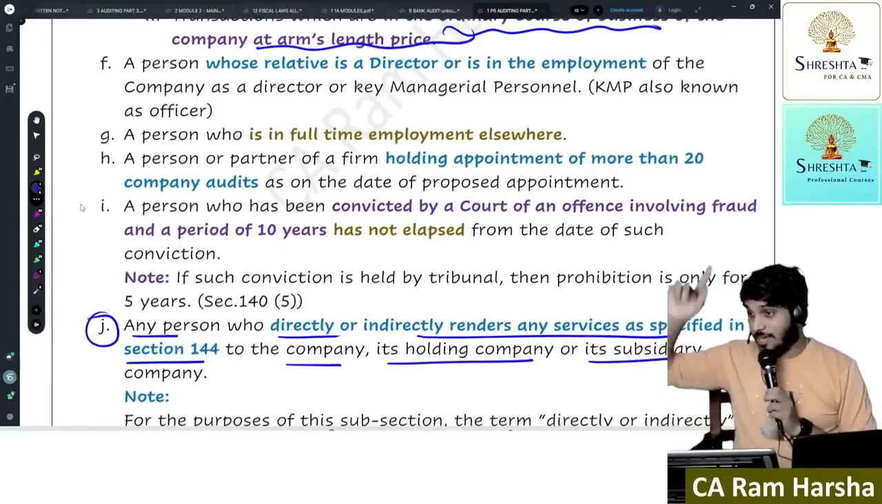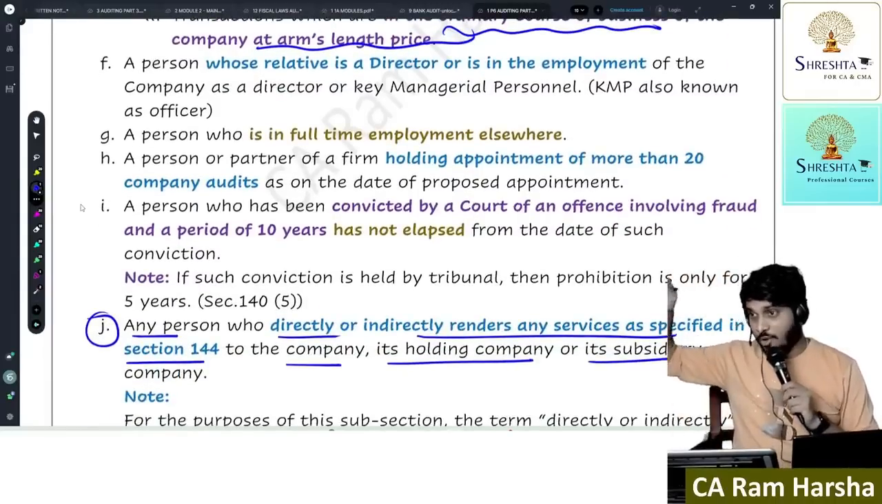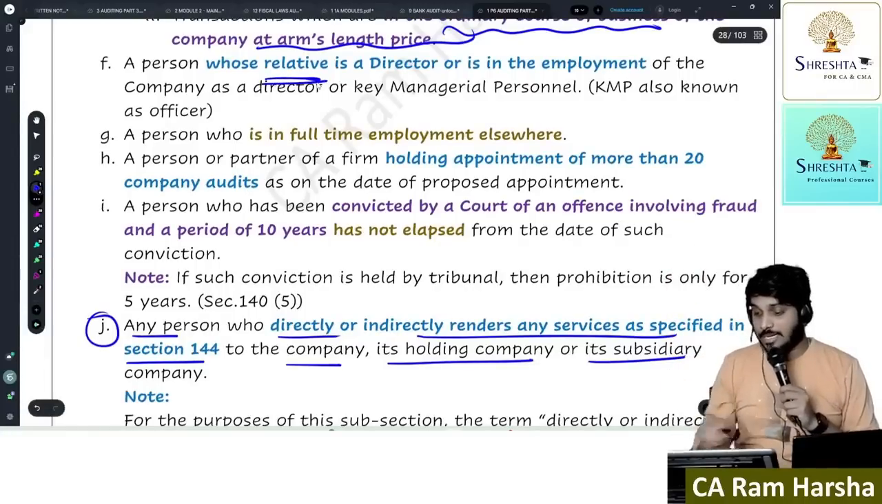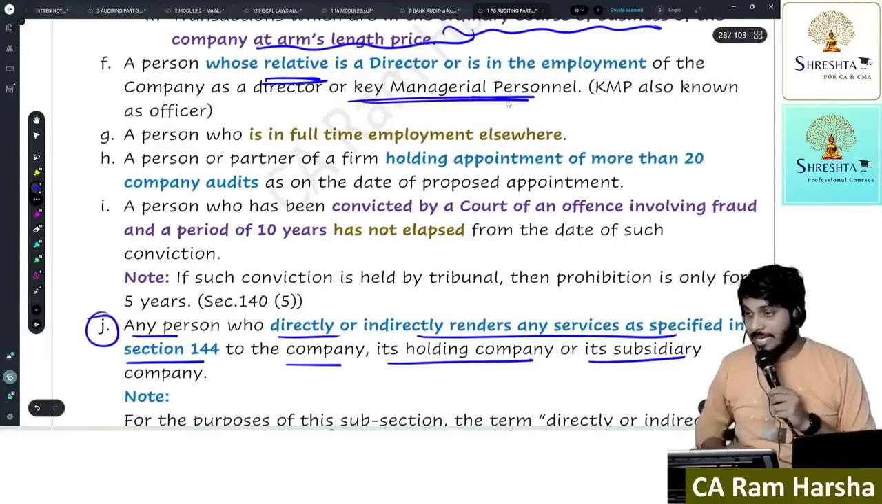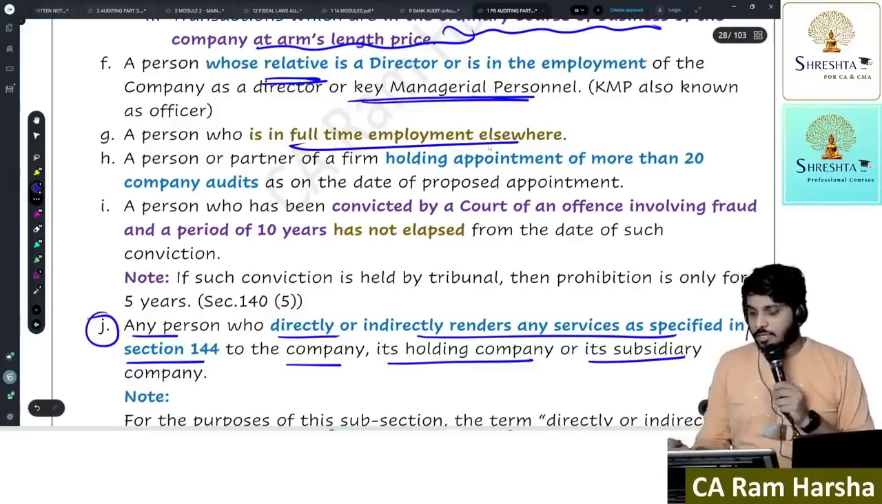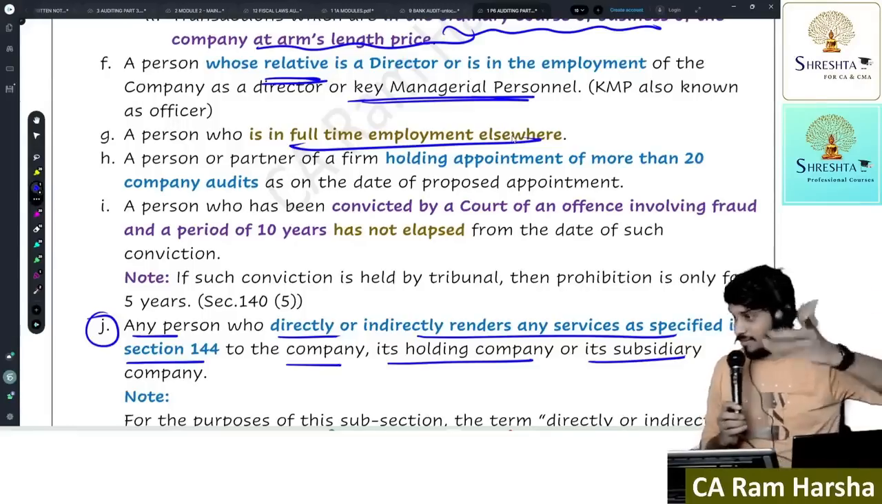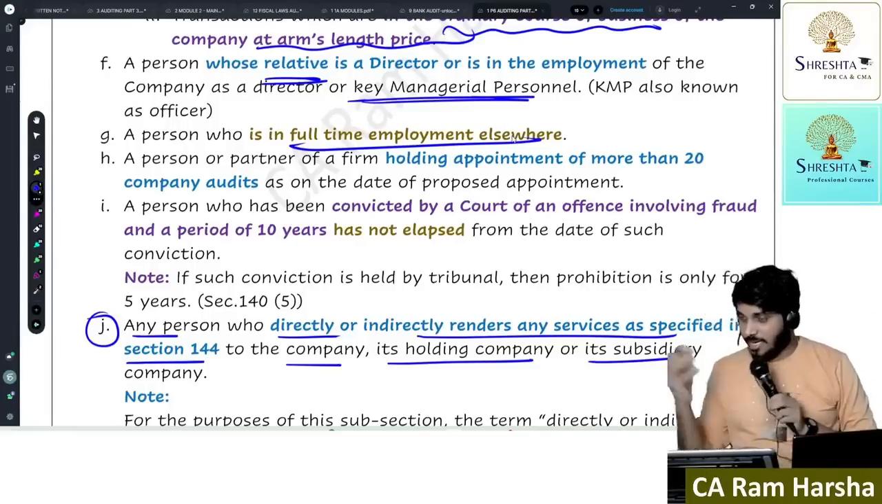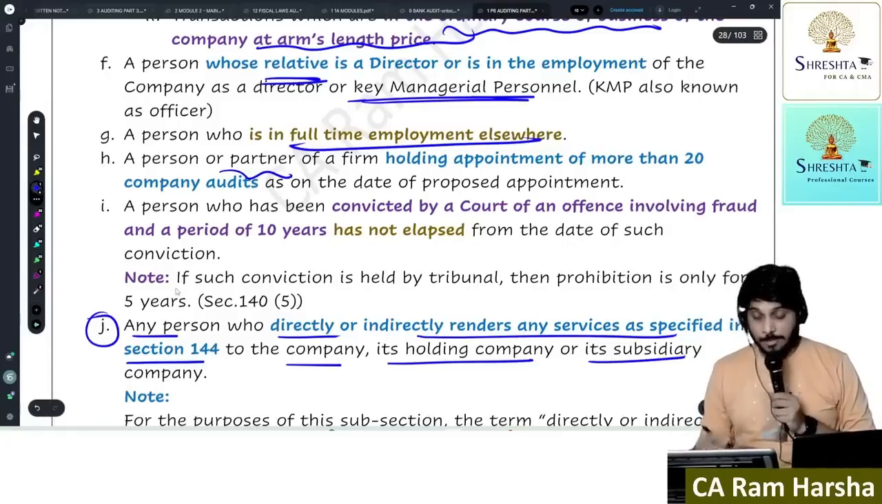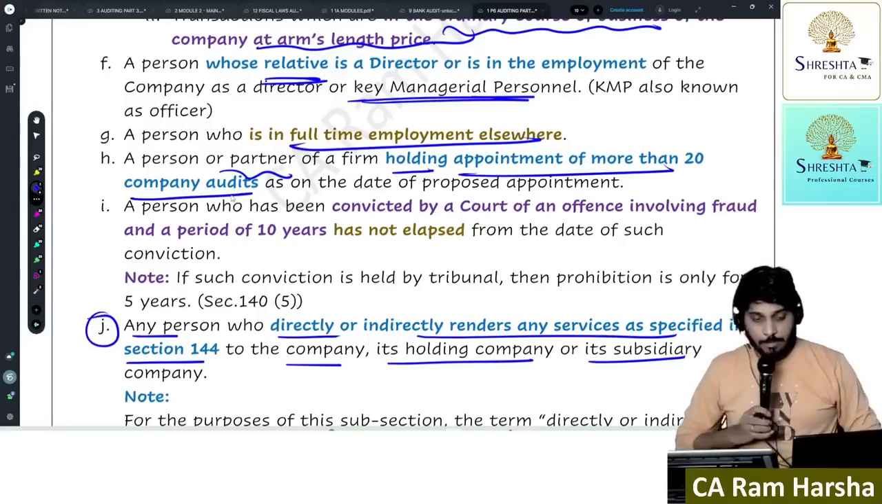Not only that, we have seen B point: officer of a company, employee of a company is disqualified. Their partner and employee is disqualified. Not only him, relative of a director, relative of a key managerial person are also disqualified. And a person who is in full-time employment is disqualified. Actually on this, so much discussion is there, but revision is not required. Getting it? Even from the exam point of view, not required. Or a person or a partner of a firm holding appointment of more than 20 company auditors as on the date of proposed appointment.